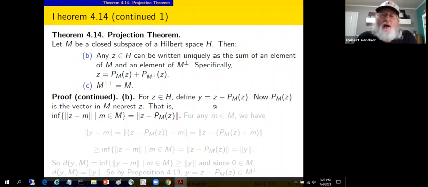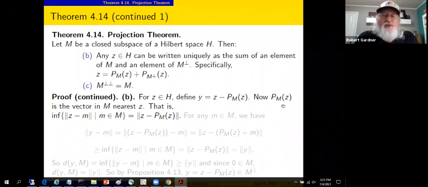Let's define Y to be Z minus the projection onto subspace M of Z. What we want to show is this quantity is the projection onto the perp space of M of Z, so that we can get this equation established. We want to show Y equals this, in other words. Now the projection onto M of Z is the vector in M nearest Z.